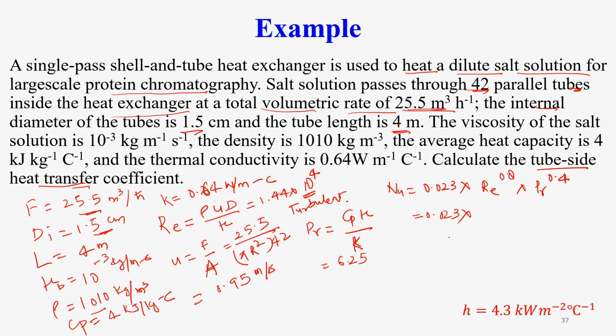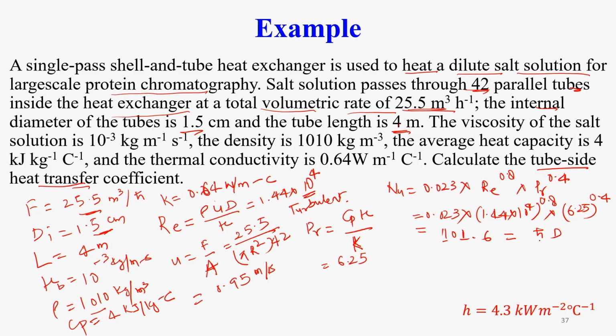Now from here we can find out the value of Nu, that will be 0.023 into Re, which is 1.44 into 10 to the power 4, to the power 0.8, into 6.25 to the power 0.4, and we will get this value as 101.6.